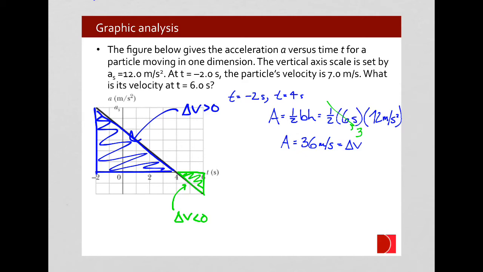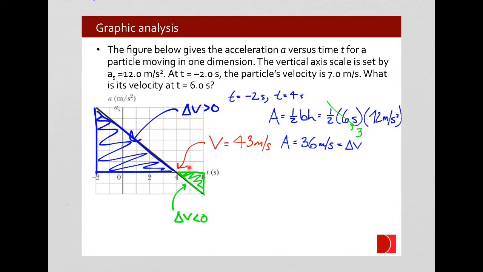So what that's telling us then is that if we were initially going at 7 meters per second at the very beginning, and then we have positive acceleration all of this time, that will add on another 36 meters per second, so that by the time we reach 4 seconds, the velocity should be 43 meters per second, because we started off going 7 meters per second and we went 36 meters per second faster due to that acceleration. However, we're not done yet. We want the velocity all the way to t equals 6 seconds, and so we have to look at this remaining part.